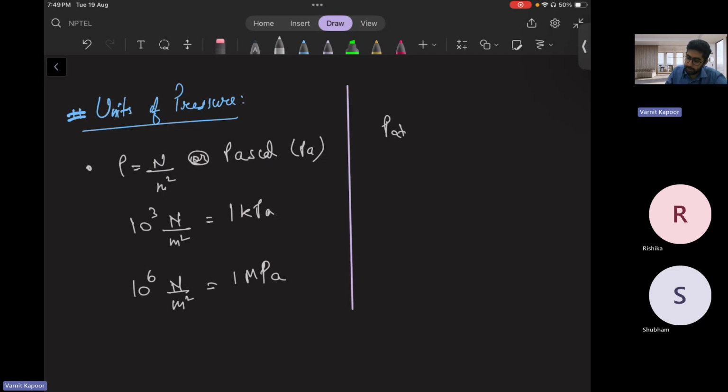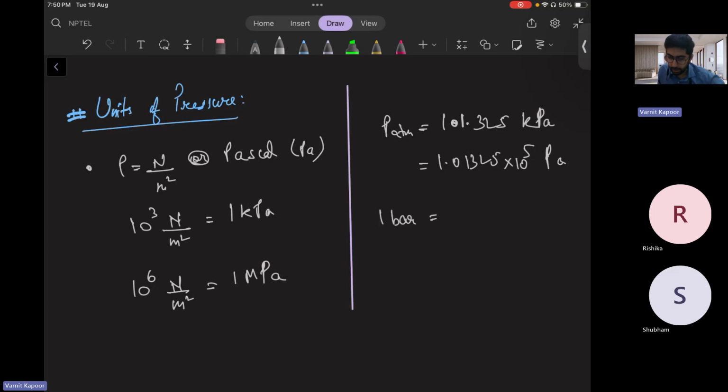Also, P atmosphere is, you know that it is 101.325 kilopascals. Or you can write 1.01325 into 10 to the power of 5 pascals. 1 bar is nothing but 10 to the power of 5 pascals. So P atmosphere can be equivalent to 1.01325 bars. Or you can write 1 bar. Okay. P atmosphere is either 1 bar or 10 to the power of 5 pascals.